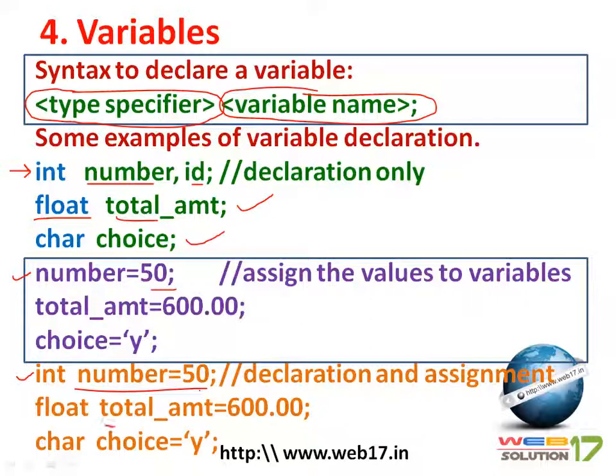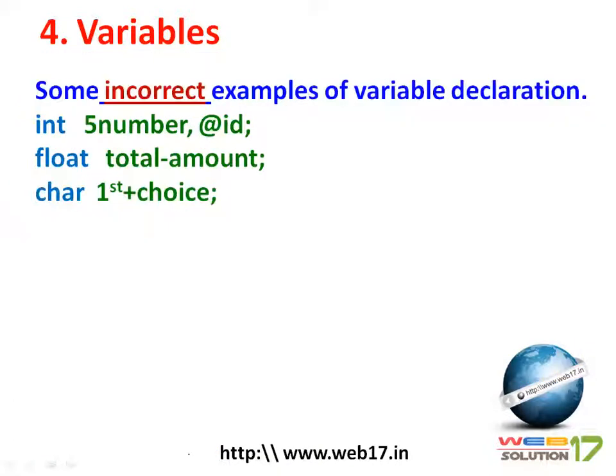Now let's have a look at some incorrect examples. The first int type example is 5number. It is not correct because we are using a digit as the first character of the variable name. That's why it's not correct. In the second case, at the rate id, it is also incorrect because we are using a special character in this case. Only underscore is permitted among the special symbols, so that's why it's not correct.